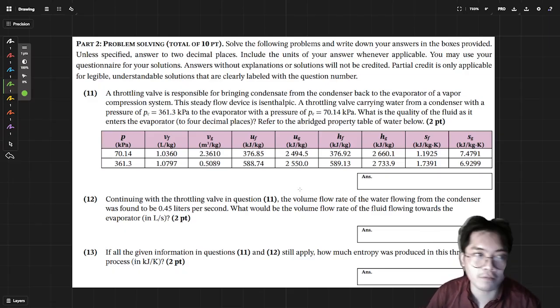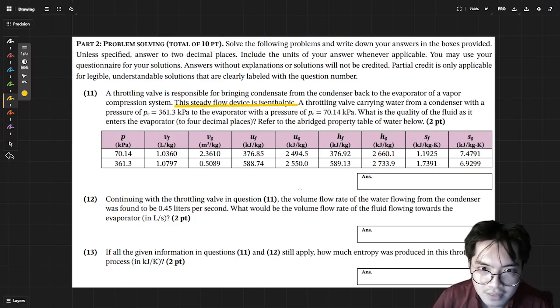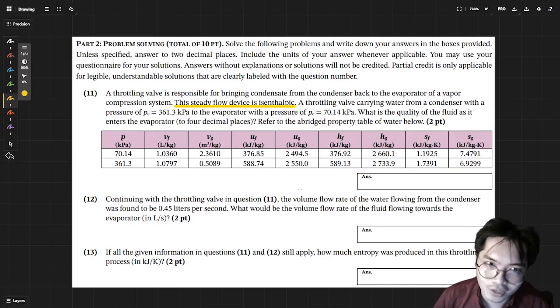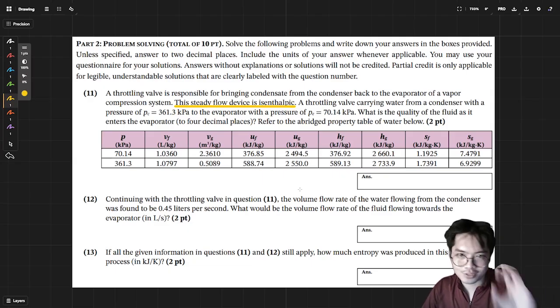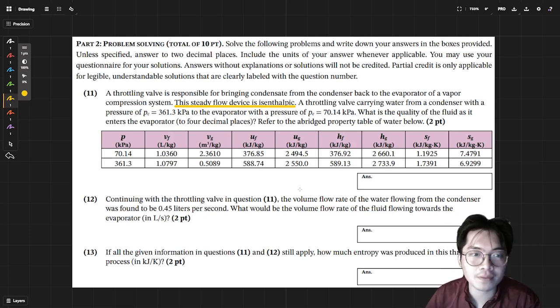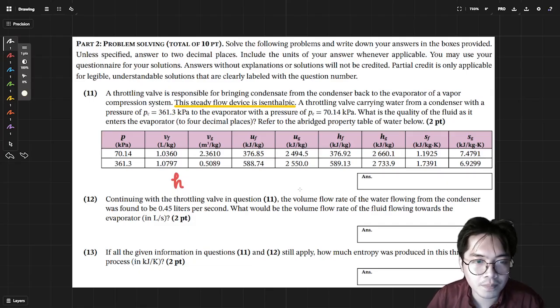And I've given here a very important clue. This steady flow device is isenthalpic, right? I was thinking whether or not to include this, but I'm pretty sure I need to include this for you guys to actually solve this. The steady flow device is isenthalpic, meaning that the enthalpy will remain constant, right? That's the important bit here.